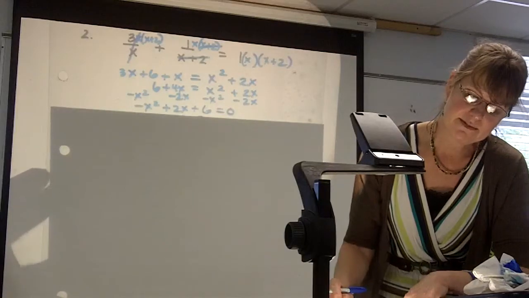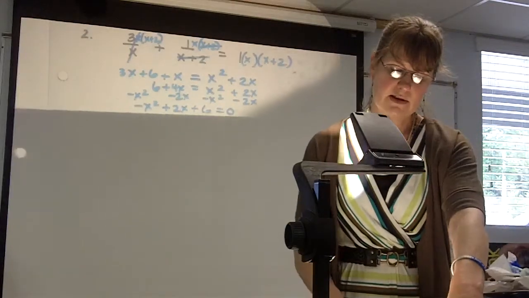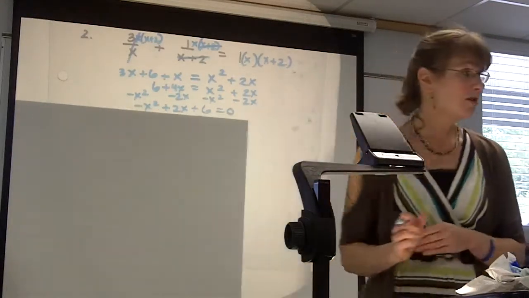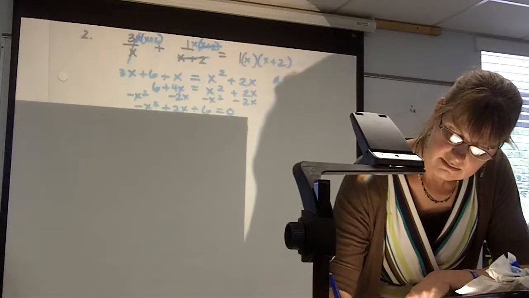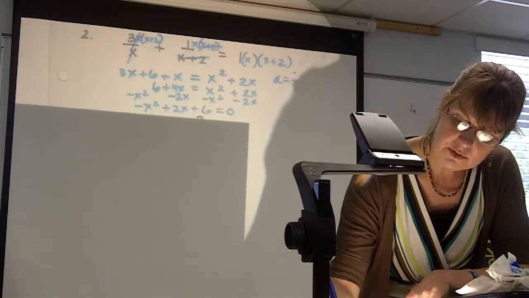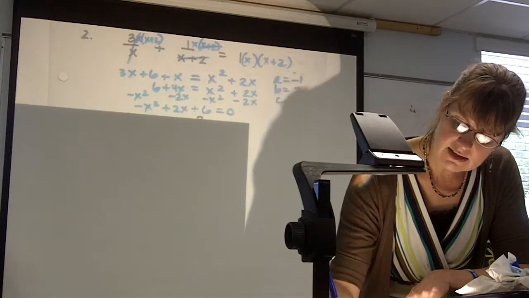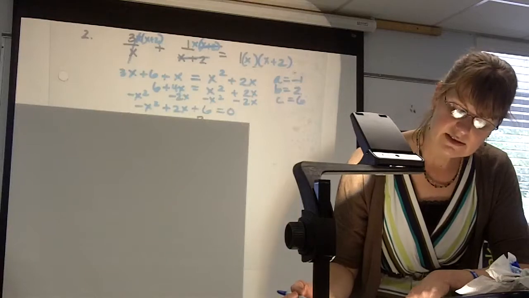Okay, so again, I'm going to have to scoot over here. We'll use the quadratic formula. All right, so what is a? Negative 1. B is 2, and C is 6. Okay, all right.